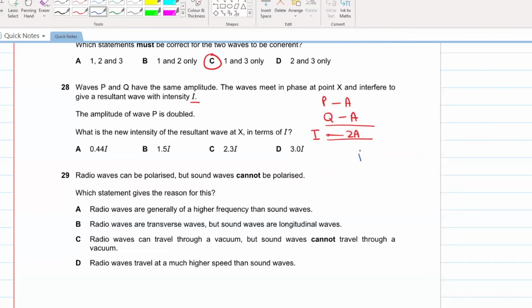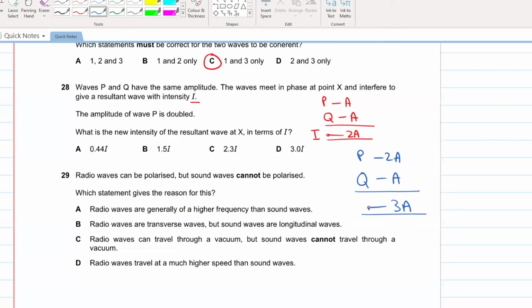So what will happen? P will now have an amplitude of 2A. Q has an amplitude of A. The total amplitude will become what? 3A. So what has happened? The amplitude has increased by a factor of 1.5.